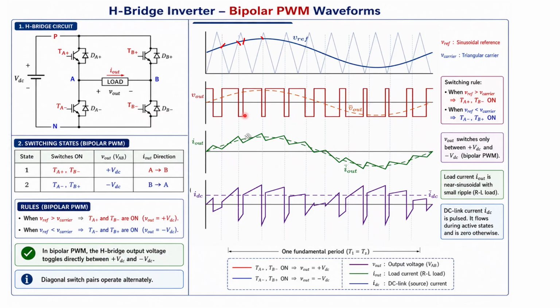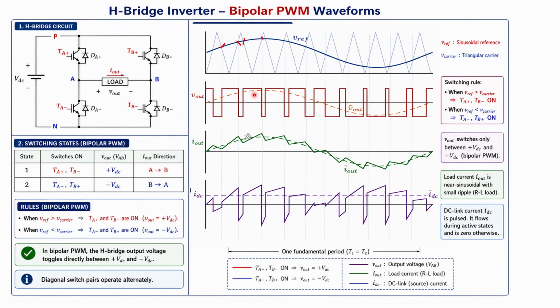Notice that there is no zero voltage level in the bipolar output waveform. For this reason, bipolar PWM is also called a two-level modulation technique. This is plus VDC, this is minus VDC, there is no zero level. Although the instantaneous output voltage is a rectangular waveform, the average value over each switching period follows the sinusoidal reference.